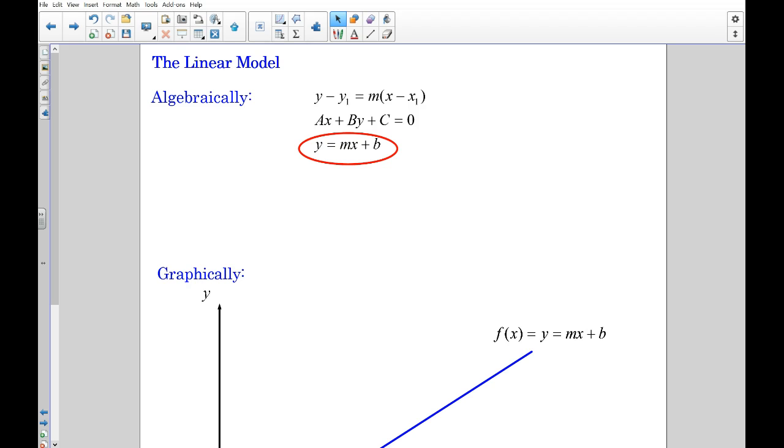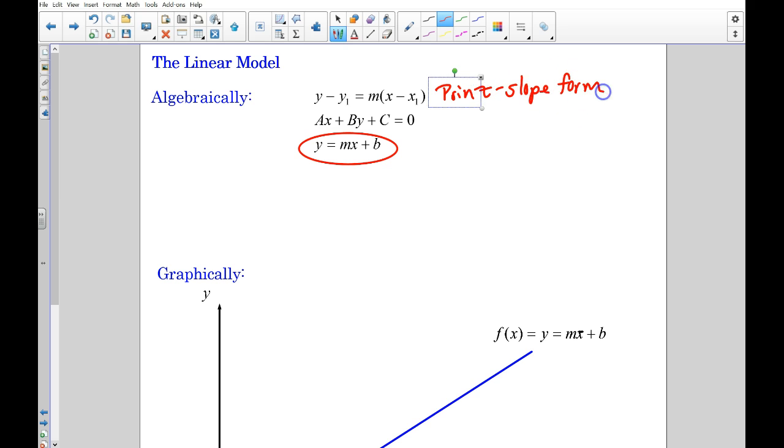This video will look at the basic components of the linear model. Many of us may have seen a linear model before. Algebraically, we've probably seen it as one of the three forms that are listed here. So y minus y1 is equal to m times the quantity x minus x1. We may have seen this before, and this is just known as point slope form.